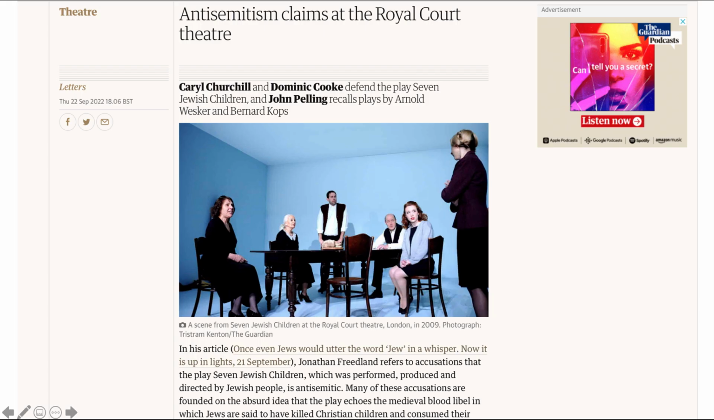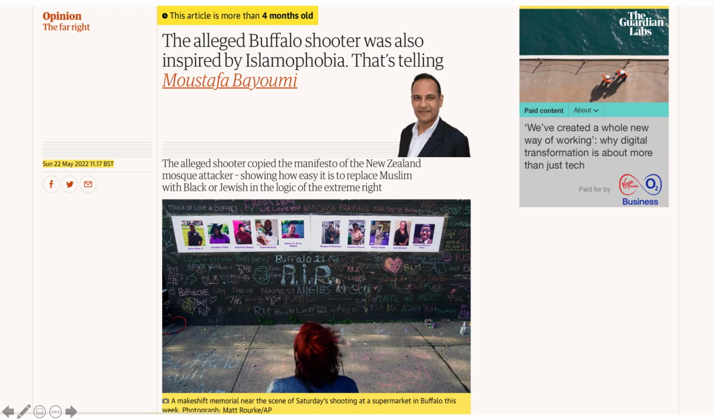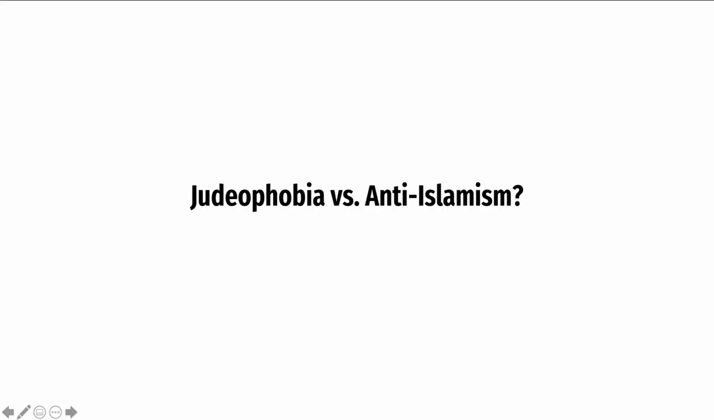Right, so you see an example of the use of the label anti-Semitism in mainstream media press. In this piece on The Guardian, anti-Semitism claims at the Royal Court Theatre, and it has to do with assumptions about Jews killing Christian children, etc., etc. And on the other hand, here we can also see an article, an opinion piece at The Guardian, where the term Islamophobia is in the headline: the alleged Buffalo shooter was also inspired by Islamophobia.